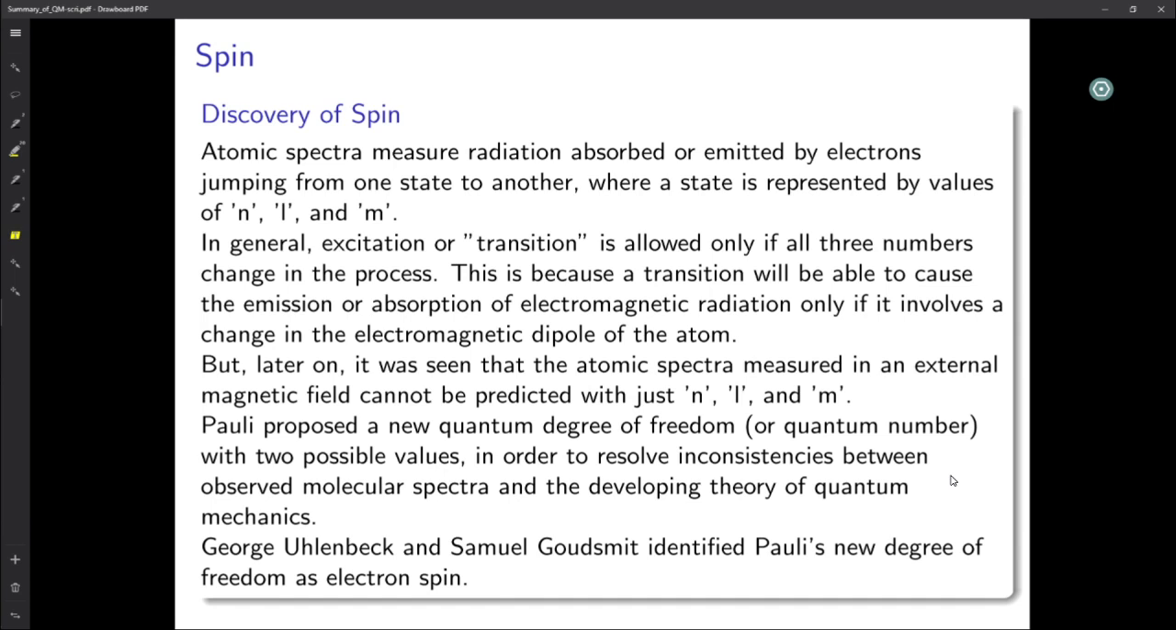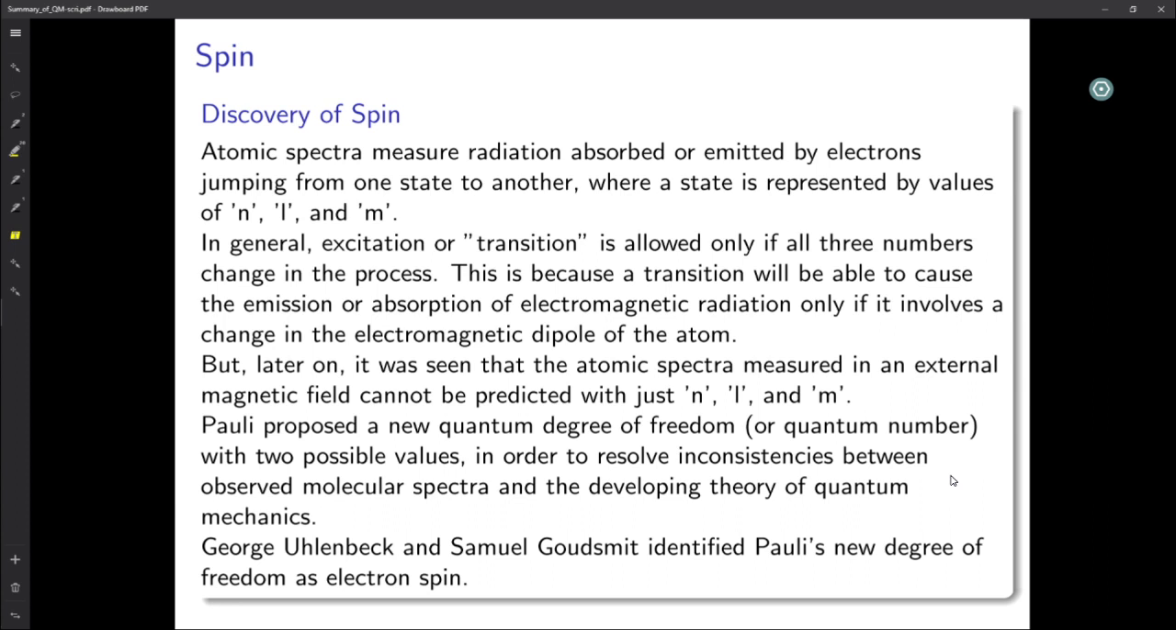So George Uhlenbeck and Samuel Goudsmit took on the idea of Pauli. Actually, Pauli was not ready to accept the idea of an electron possessing a spin just to explain the anomalies in the specific graph. But later, when it was theoretically possible and was also experimentally proven by Stern, the Stern-Gerlach experiment, Pauli was able to accept the concept of spin, and he also proposed a new quantum degree of freedom. So that is the spin.